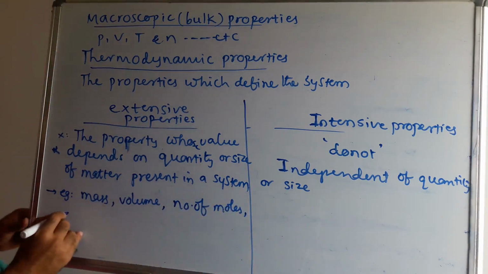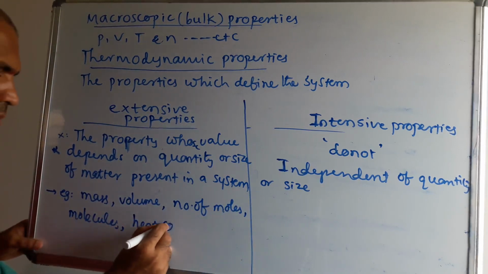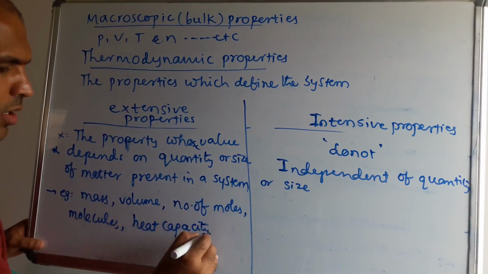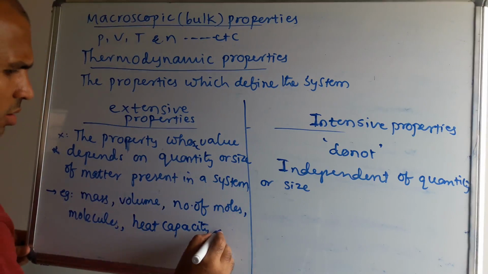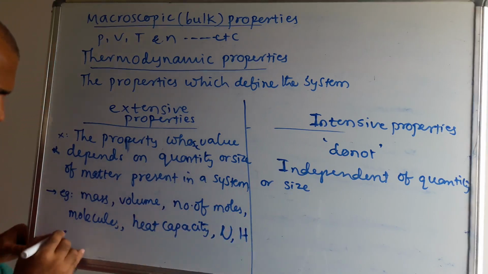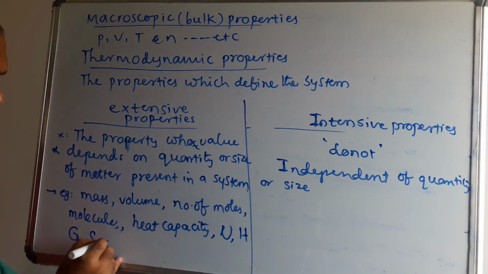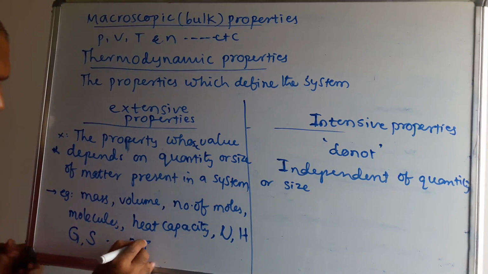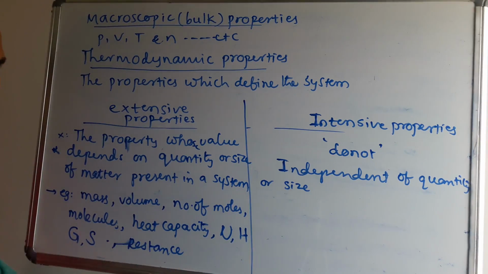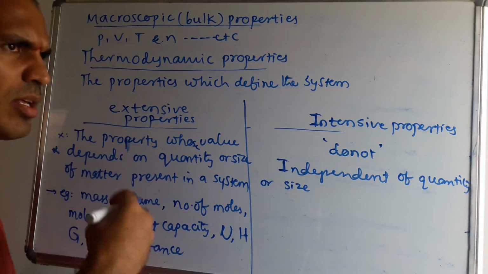Mass, volume, number of moles or number of molecules, heat capacity, internal energy, generally denoted with U, enthalpy denoted with H, Gibbs energy denoted with G, entropy denoted with S, etc. Another one is resistance also. These are extensive properties. Resistance also depends on the size. So I have given some examples; some others may also be present.